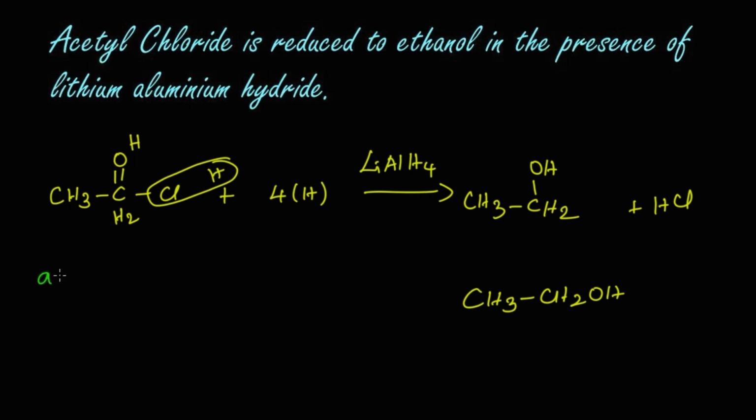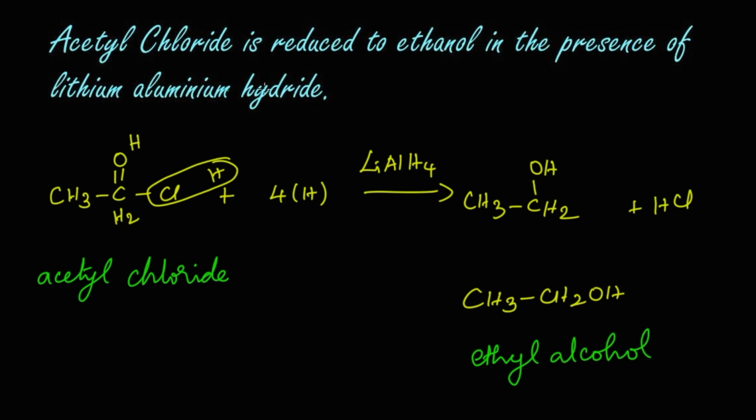This is acetyl chloride, reacts with 4 hydrogen atoms in the presence of lithium aluminium hydride. We get ethyl alcohol or else ethanol as the product. Let's summarize the reaction. Acetyl chloride is reduced to ethanol in the presence of lithium aluminium hydride.